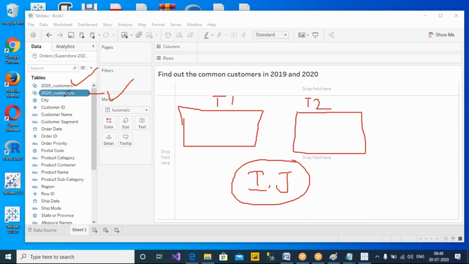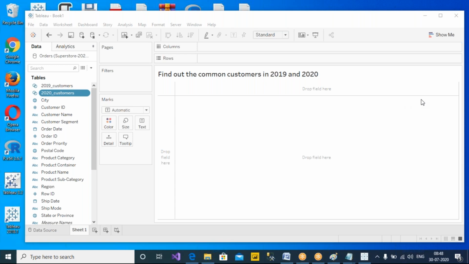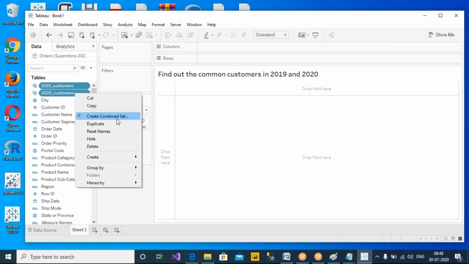Okay, let's take a look at what we can do with this data. Observe, there's a new concept here. Select these two sets and right click on them, and you will find a new option, create combined set. That means I want to join these two sets now based on some conditions. Right, click on that.